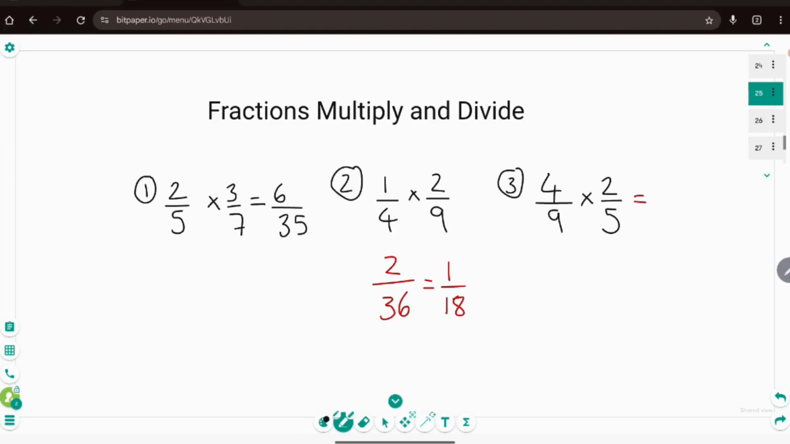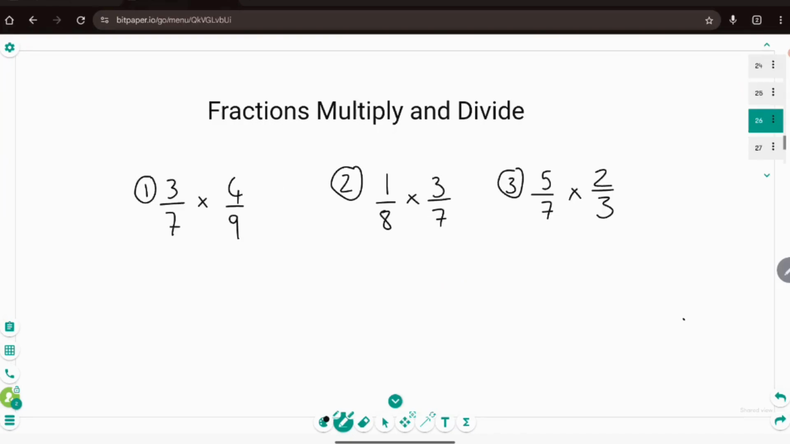4 times 2 is 8. 9 times 5, 45. Cannot simplify. You can always check on your calculator if you're not sure. If you put it in and it gives you the answer 8 over 45, it cannot be simplified. Have a go at these three. Put me on pause and pause when finished.